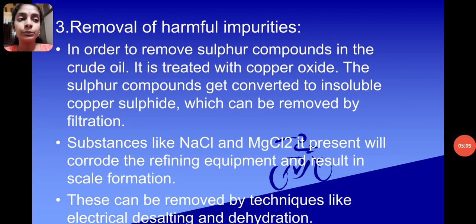3. Removal of harmful impurities. In order to remove sulfur compounds in the crude oil, it is treated with copper oxide. The sulfur compounds get converted into insoluble copper sulfide, which can be removed by filtration. Substances like NaCl and MgCl2 present will corrode the refining equipment and result in scale formation. These can be removed by techniques like electrical desalting and dehydration.